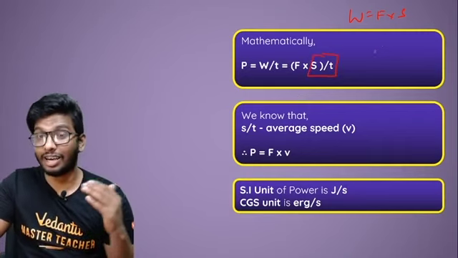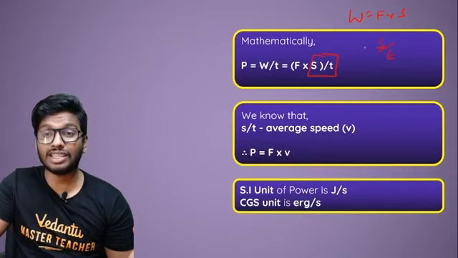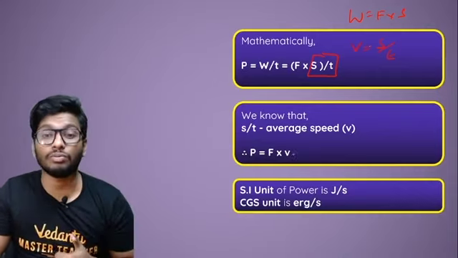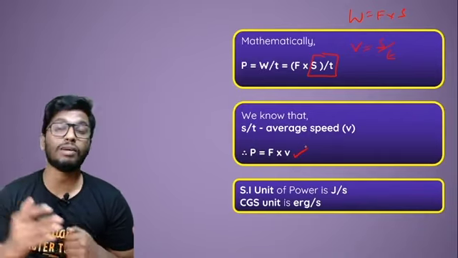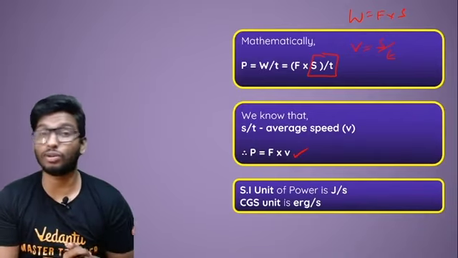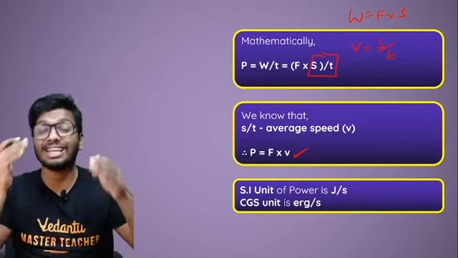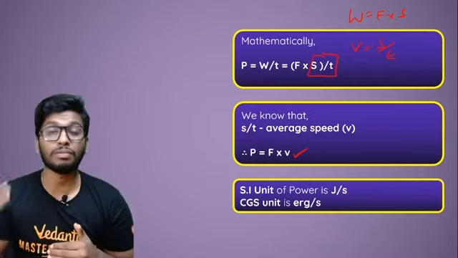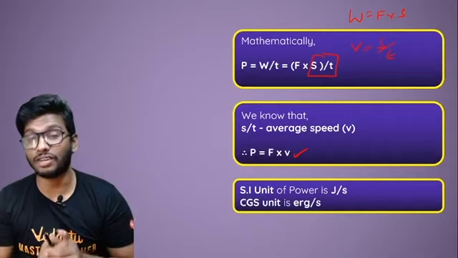In the past, you've seen that displacement by time is nothing but velocity. Velocity is displacement by time. So in place of S by T, you can write V, and that will still yield you power itself. So sometimes you might have to use this formula, that is force into velocity, that will still yield you power itself. Because velocity is displacement by time, and that is what you get from the first equation.